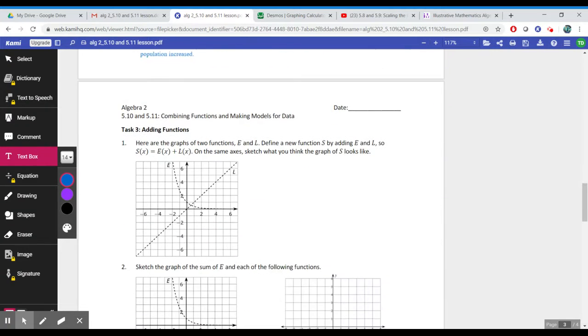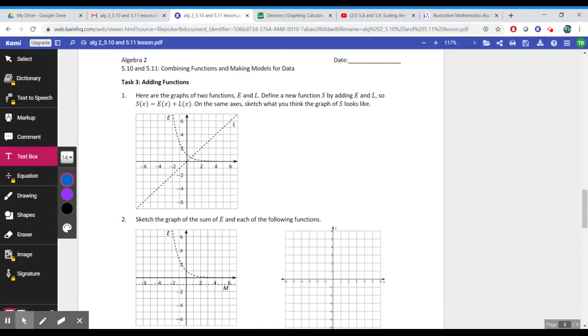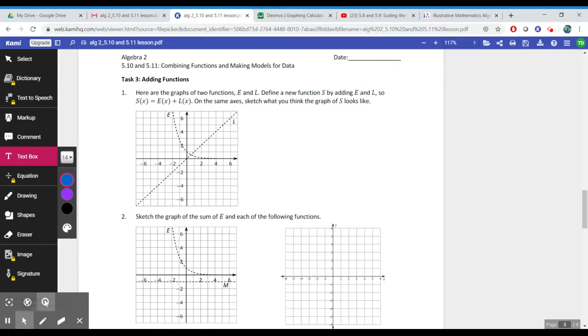So with that out of the way, we'll look at our final task for today. Task 3, adding functions. In this task, they give us several graphs, and each graph has this same graph E on it, and then a different graph. In the first one, it's L, and the next one, it's M, and then N, and so on.